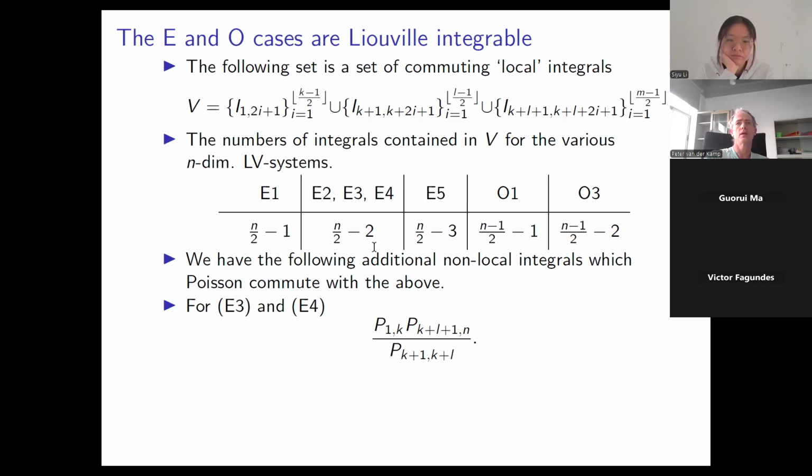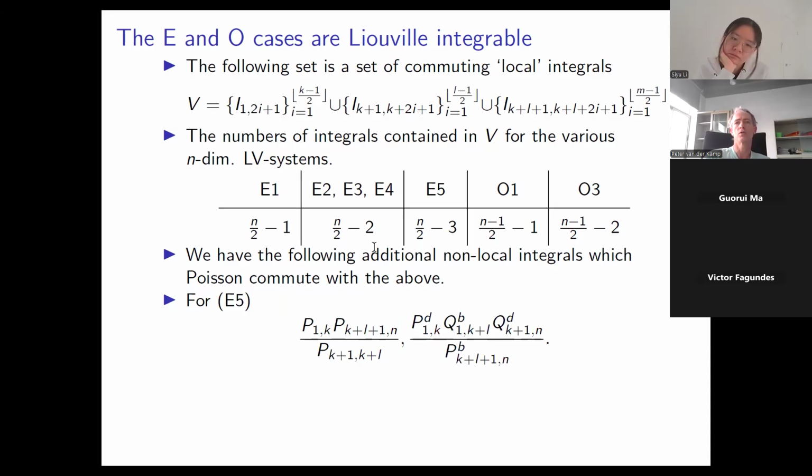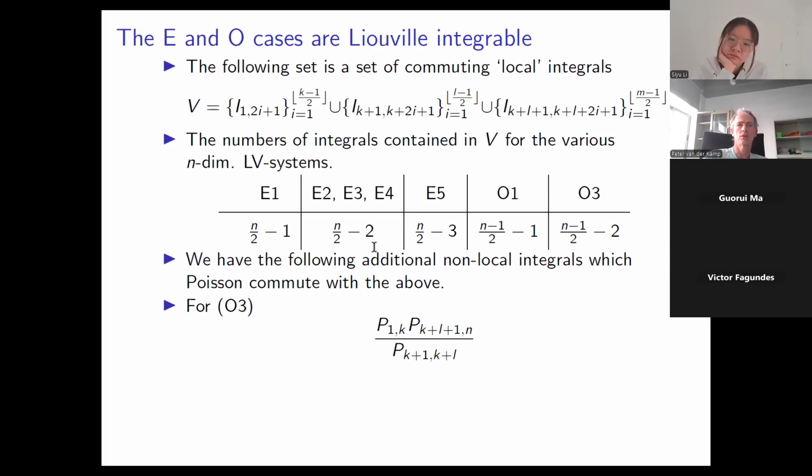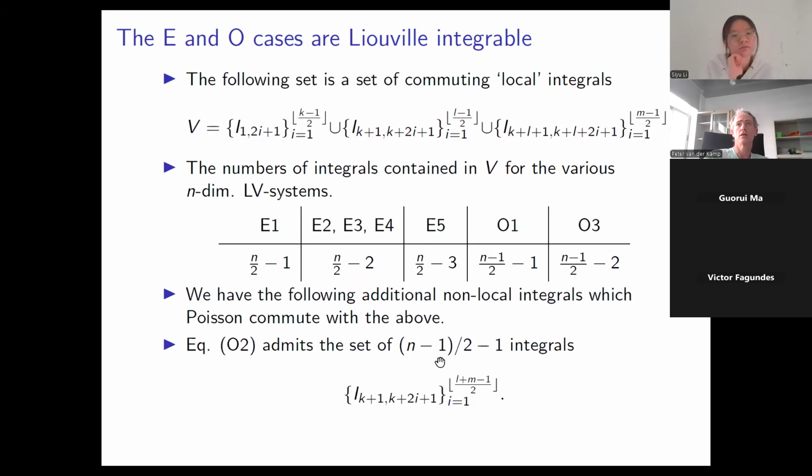For E3 and 4, we have these integrals. For E5, we needed 2 more, and we have found them. So that is all good. For O1, the odd systems, there is a Casimir. For O3, we have 1 extra integral, which we needed. It commutes with all the other ones in this set. Okay, so that settles the Liouville integrable cases in this class.